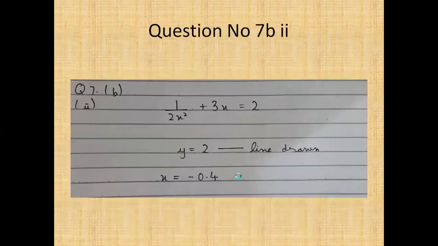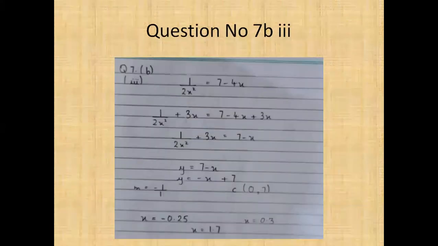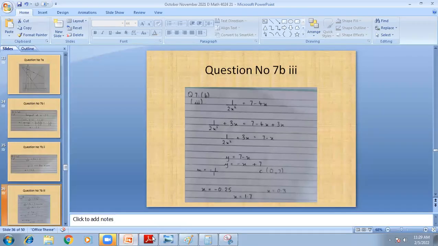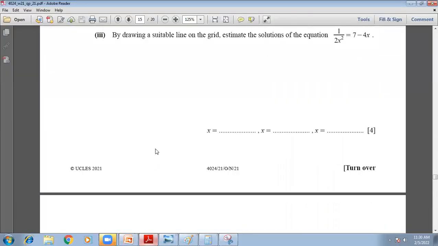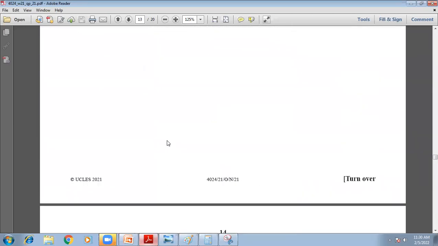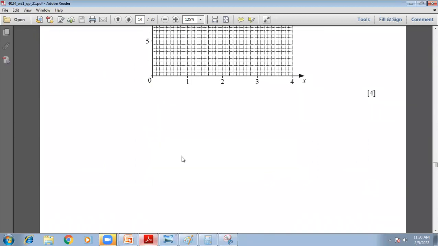Okay, so this is how you can find the 3 solutions. Here you can see those 3 x values are written. It's a 4-mark question, a hell of a question. So we are done with question number 7. I hope that you understand this question.